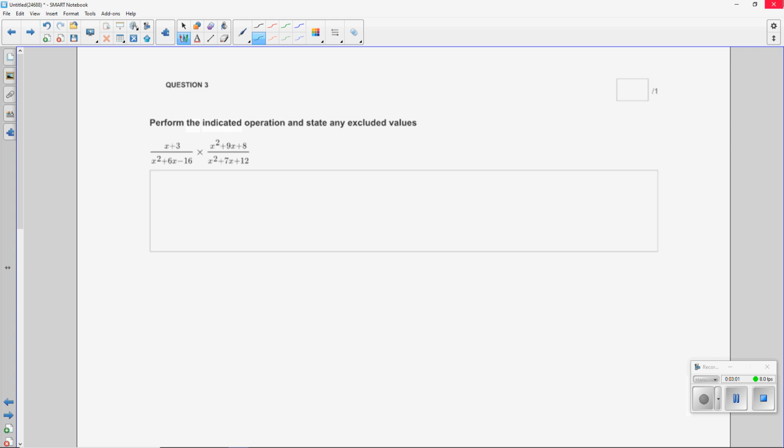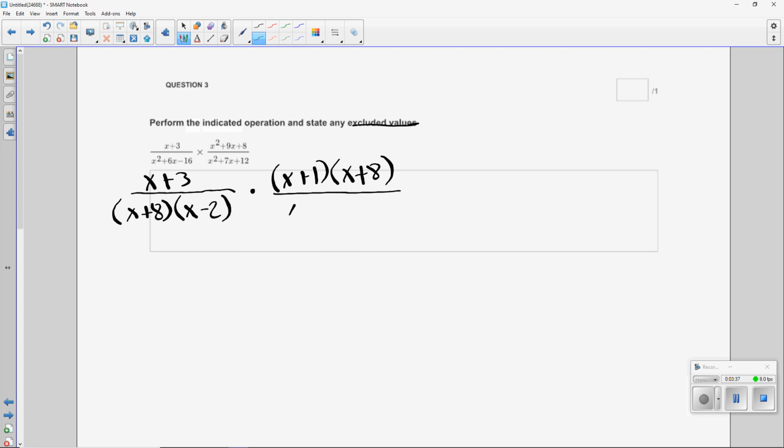Skipping question 2, number 3. So number 3 is multiplication. Again, we are stating excluded values. We need to factor everything first. Top left doesn't factor. Bottom right, I'm going to skip the work for this part because you should know how to factor the bottom right. We're looking for two numbers that multiply together to give us negative 16 and add together to give us positive 6. So that's 8 and negative 2. The top right factors into x plus 1 and x plus 8. And the bottom right, x plus 3, x plus 4.